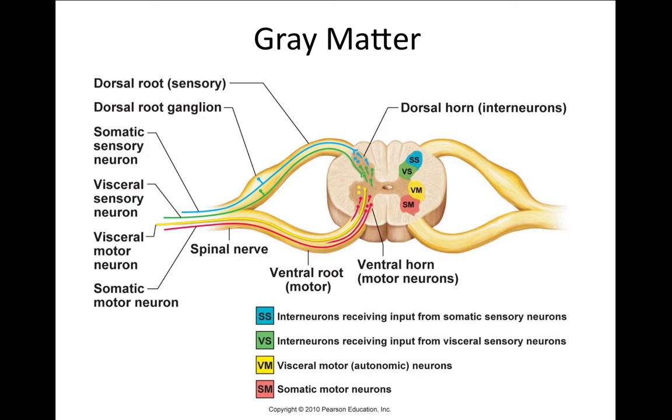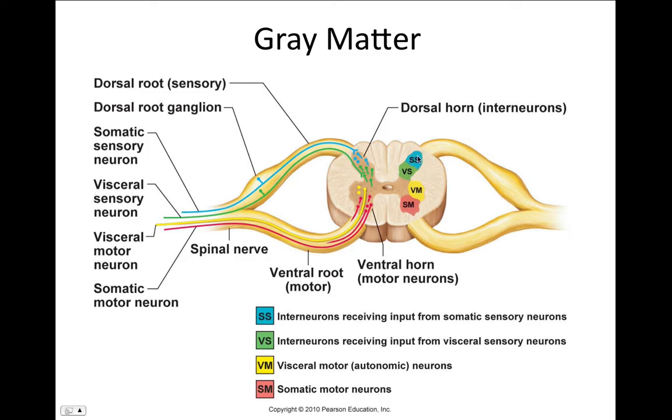So the dorsal root is going to be made up of only sensory neurons, whereas the ventral root is going to be made up of only motor neurons. So these are only going to relay information to the spinal cord. These are only going to relay information out of the spinal cord to the peripheral body. Okay, and so you can see it's broken down into these different segments.